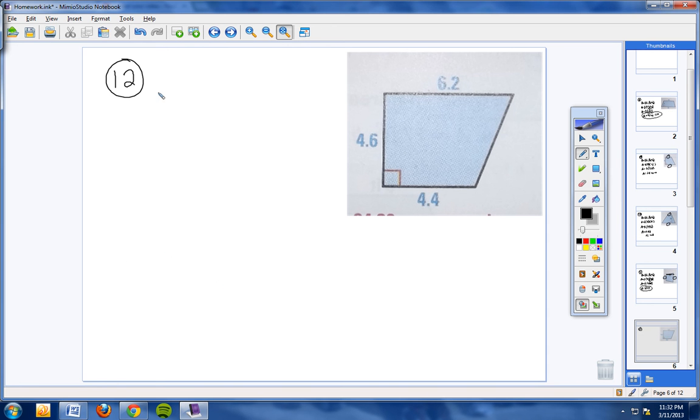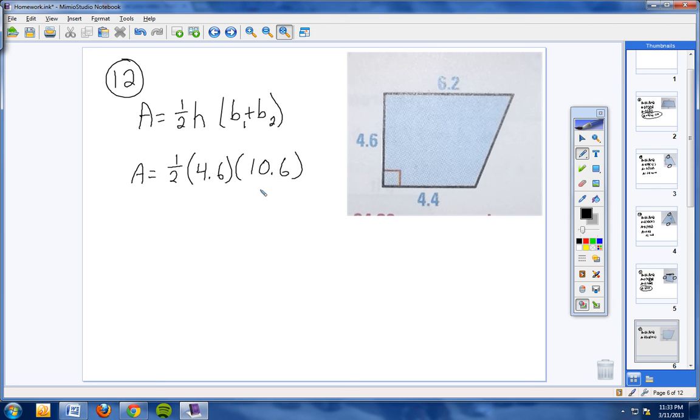All right, number 12, we have the exact same type of problem again. It's getting pretty redundant, but we're going to keep doing this over and over to give you guys practice. 1/2 times the height, well, the height would be 4.6. And then if you add your two bases together, you would have 10.6. Okay?